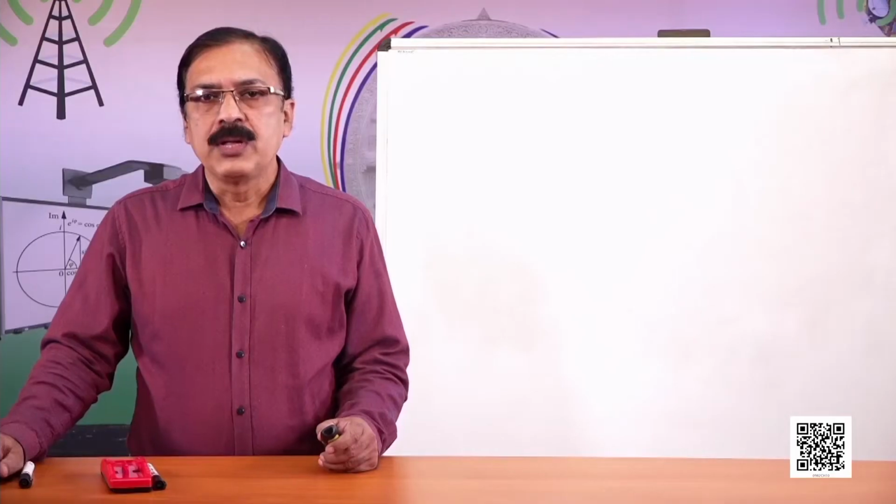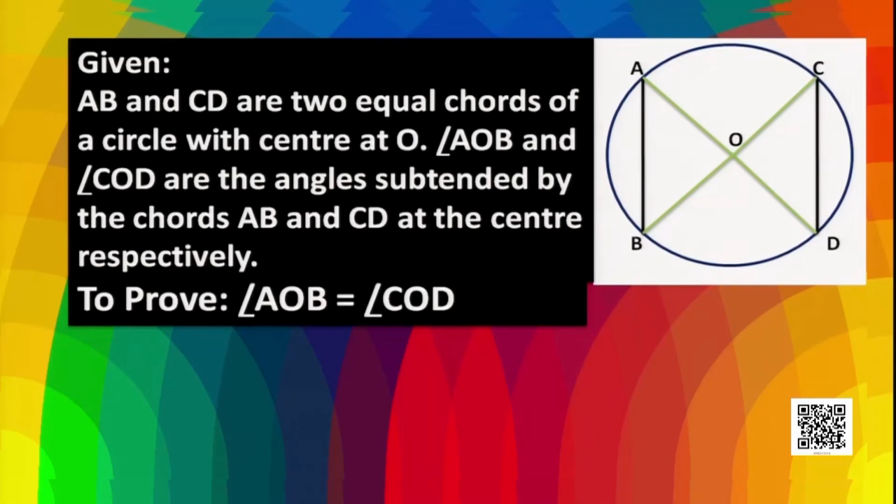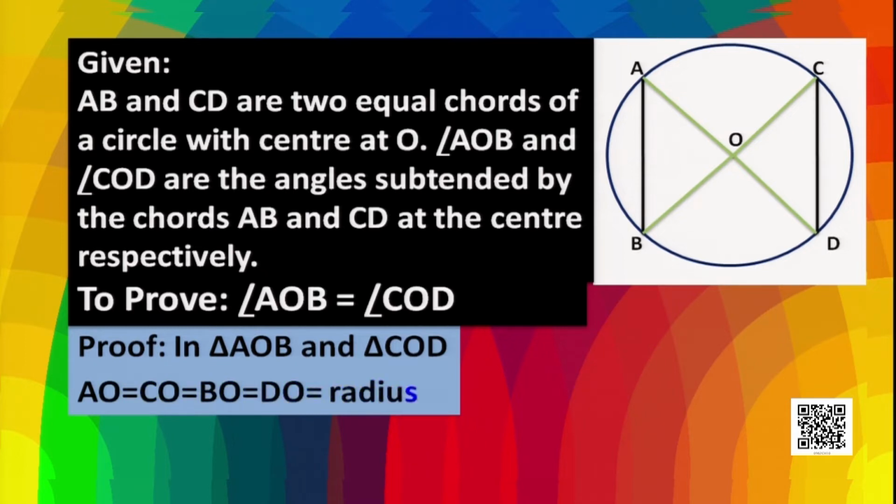Now, as you see here, we have two triangles. We can prove the congruency of these two triangles. So, let's prove. Here, in triangle AOB and triangle COD, what are equal? As you see, AO is equal to CO, BO is equal to DO, and all these four are the same as the radius of this circle.